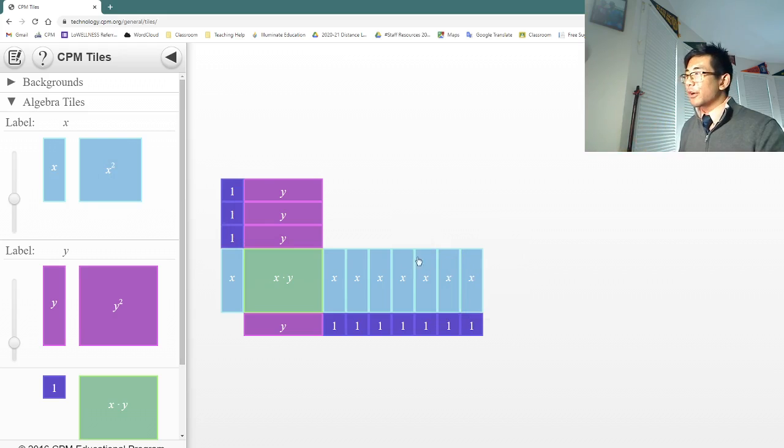The last part here is I need to fill in this chunk of the rectangle. You might be able to see how much I'm going to need, but I'll just count this one. We know that the x and the y tile, these short sides are both 1 unit long.